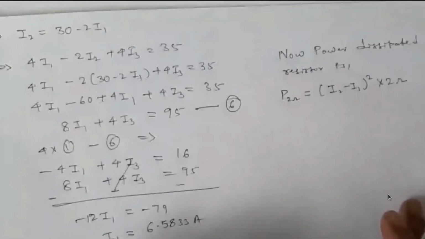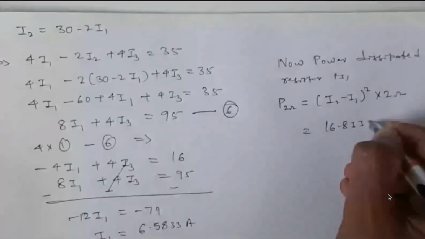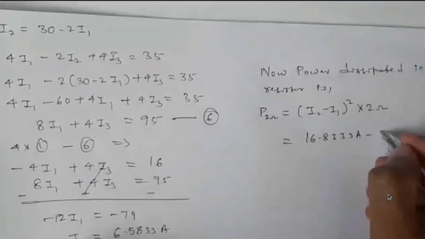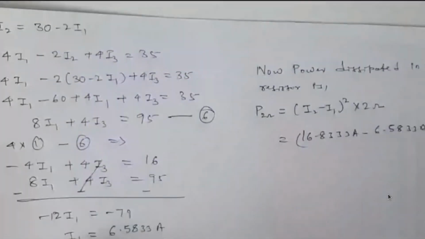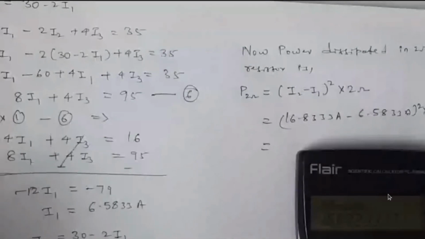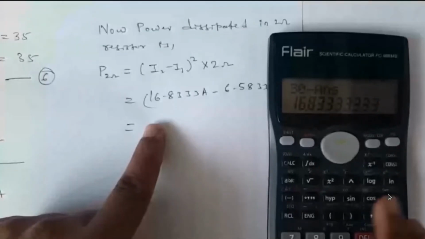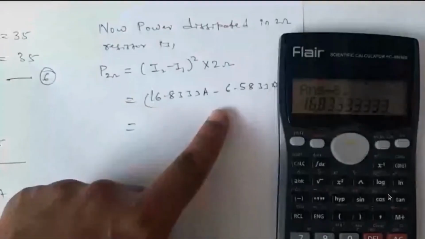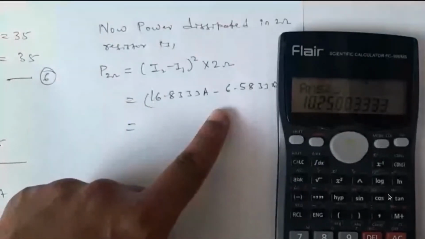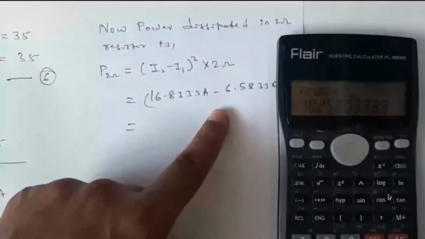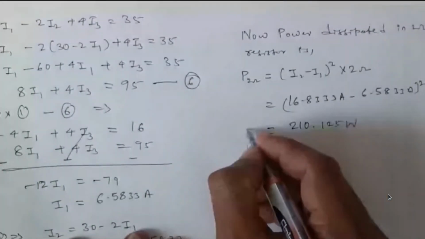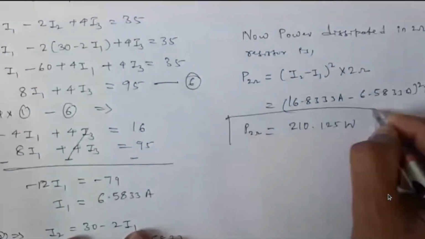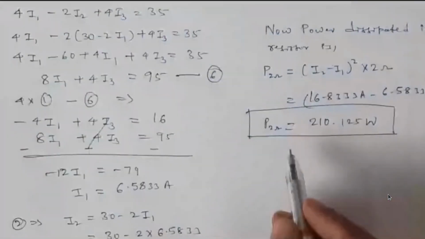So this is equal to I2, which is 16.833 ampere, and I1 is 6.5833. The difference squared into 2 is 210.125 watts, which is the power dissipated in the 2 ohm resistor. I hope this is clear to all of you, dear students.